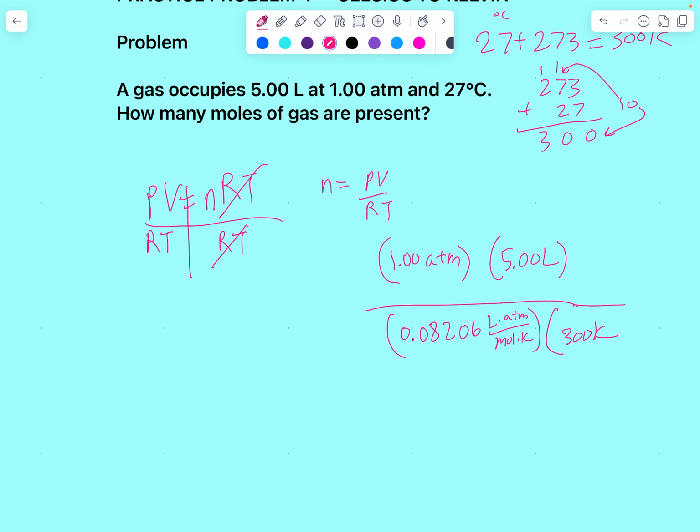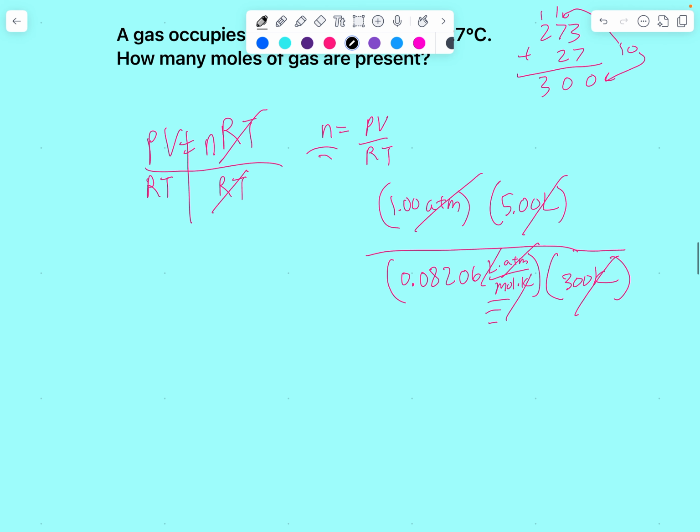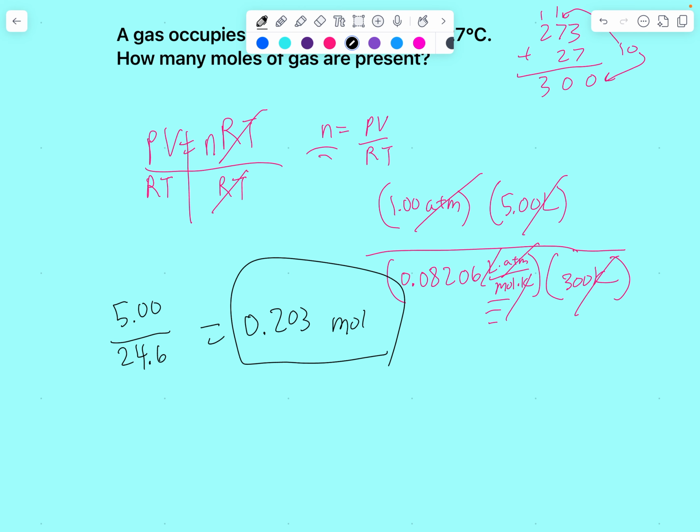So check this out. Atm cancels out with atm. Liters cancels out with liters. Kelvin cancels out with the Kelvin in the denominator down there. So then n is with moles, and I don't want to be confused on that. So it makes sense. So what I'm going to do now is plug that all into my calculator. I got 5.00 divided by 24.6, and that would give me 0.203 moles, 3 significant figures. That was my final answer.